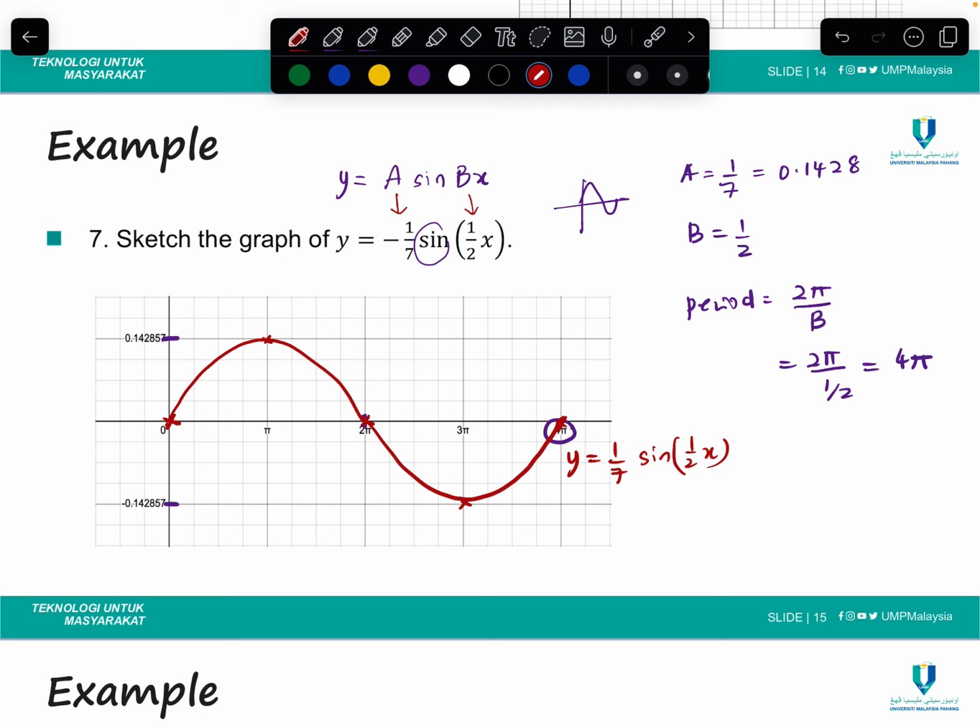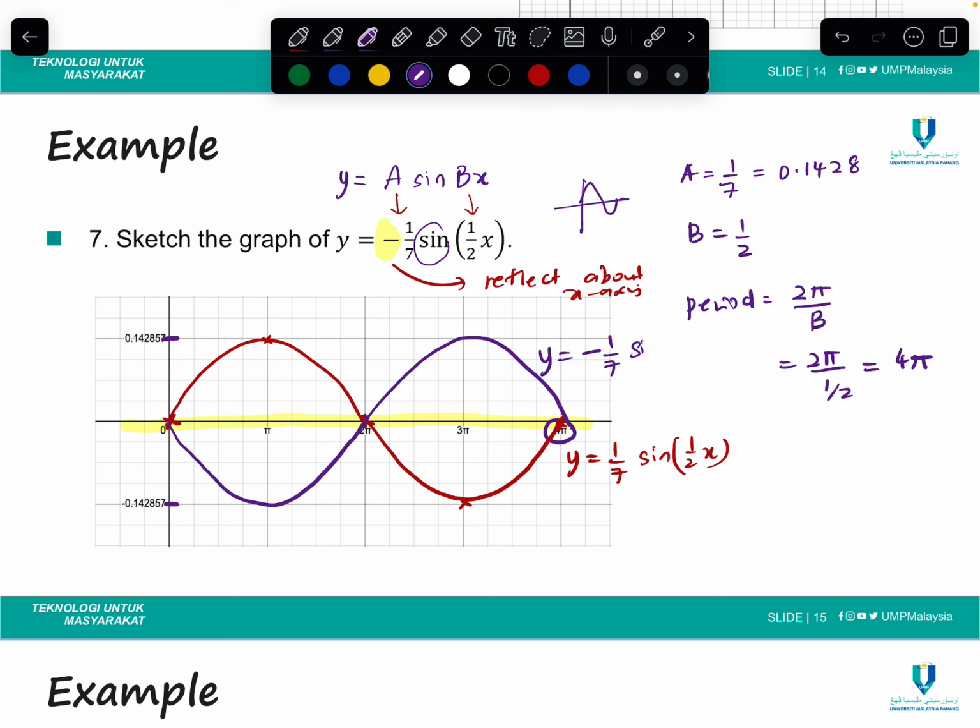Now let's get back to the equation. Remember, here we have a negative. Negative means you have to reflect about the x-axis. That is the property of the reflection. So based on this graph, if we have a mirror here, the sketching should be reflected. Okay, now your curve is like this. Now this is your y equal to negative 1/7 sine 1/2x.